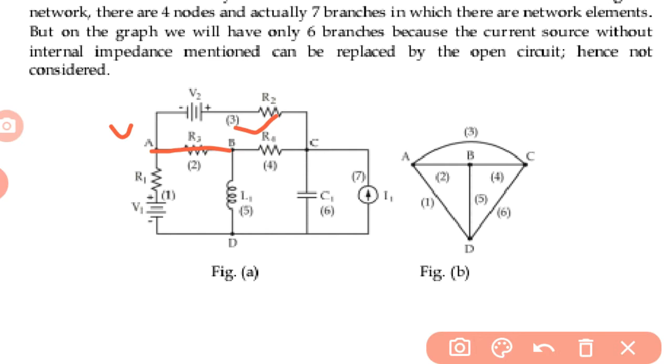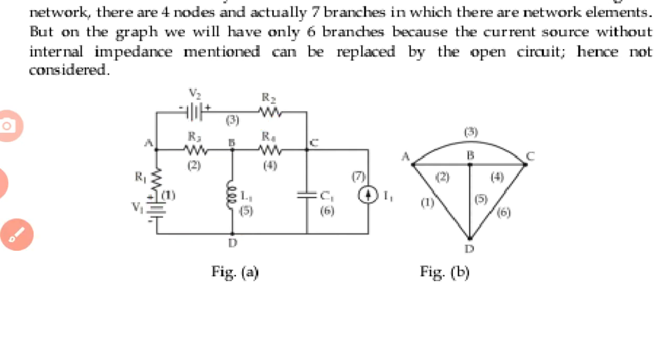Next, a branch may contain two or more elements connected in series. For example, here is one branch between A and B, where only the resistor is connected. This is also called a branch. Again, between A and D, resistor R1 is in series with V1. That means a branch is a path between two nodes, and two or more elements connected in series are considered as only one branch.